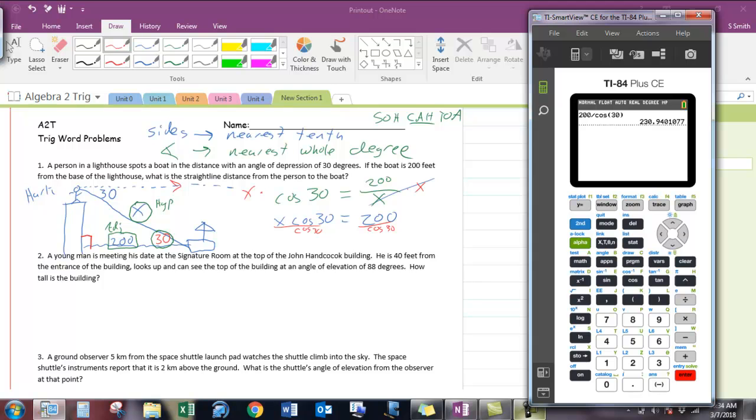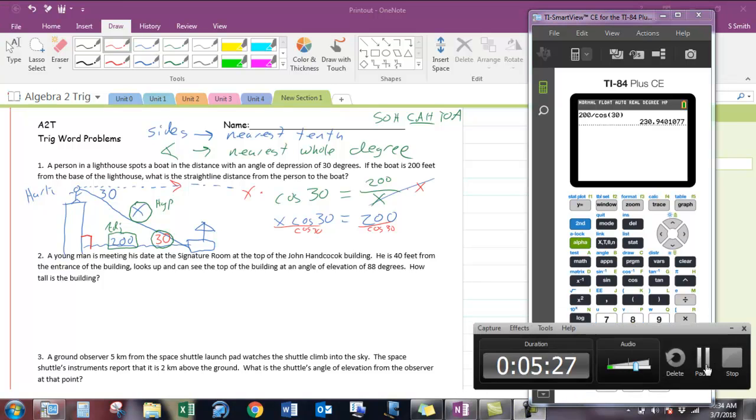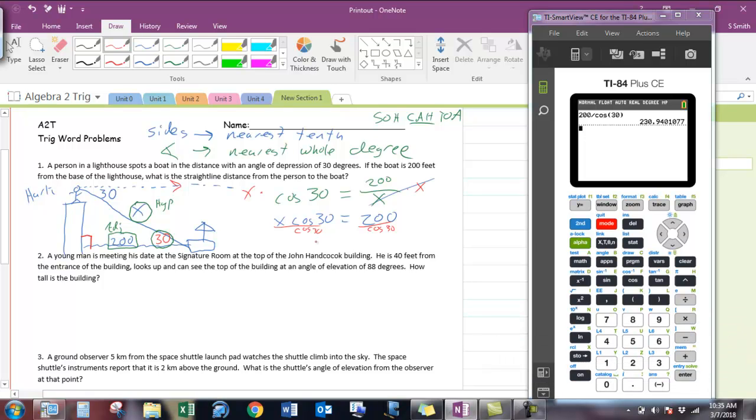And I got 230.94. So x is approximately 230. Now, this is a side we're trying to find, right? So we're going to round to the nearest tenth. So 0.94, that's just going to be 0.9. Make sure you put your units. X is approximately 230.9 feet. So that's how far away the person is from that boat.